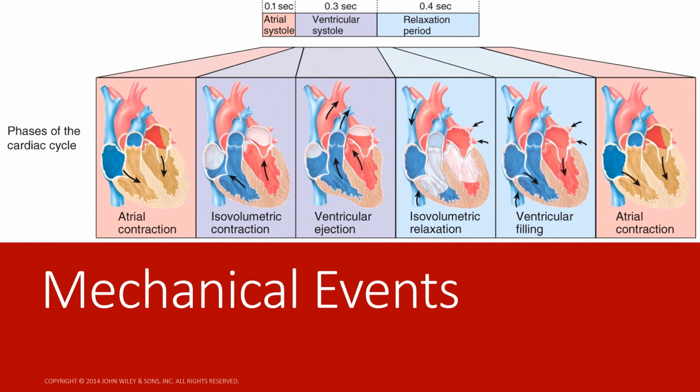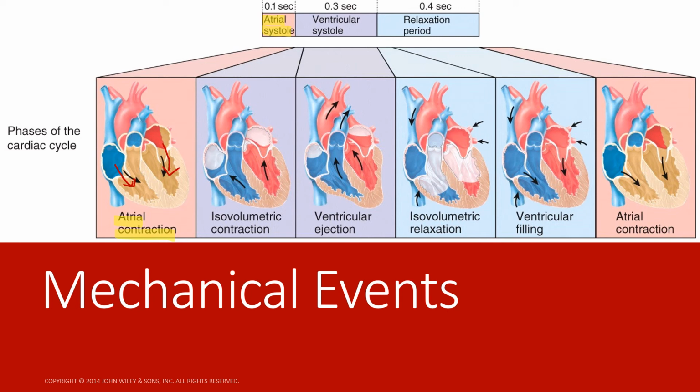Okay, so this diagram here shows the phases of the cardiac cycle as we see them in the heart. First we have atrial contraction, or atrial systole, and this causes the blood in the atria to be pumped down into the ventricle. So from the right atria into the right ventricle, and the left atria into the left ventricle.